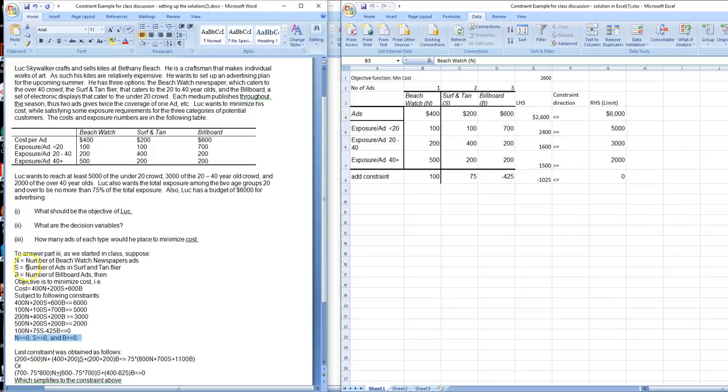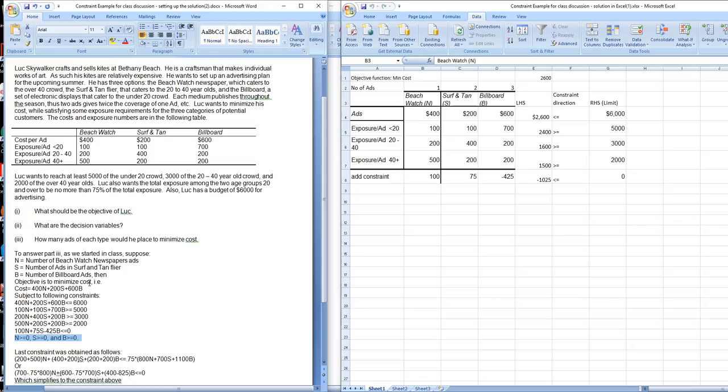So we want to first specify those variables. N is number of Beach Watch ad newspapers, S is number of ads in Surf and Tan, and B is the number of billboard ads. An objective is to minimize cost. Now, how do you calculate cost? If N is the number of Beach Watch newspaper ads, say if N is 1, then the cost is 400. If N is 2, then it's 400 times 2, 800. If N is 3, then it's 400 times 3, and so on. Same thing about S and B.